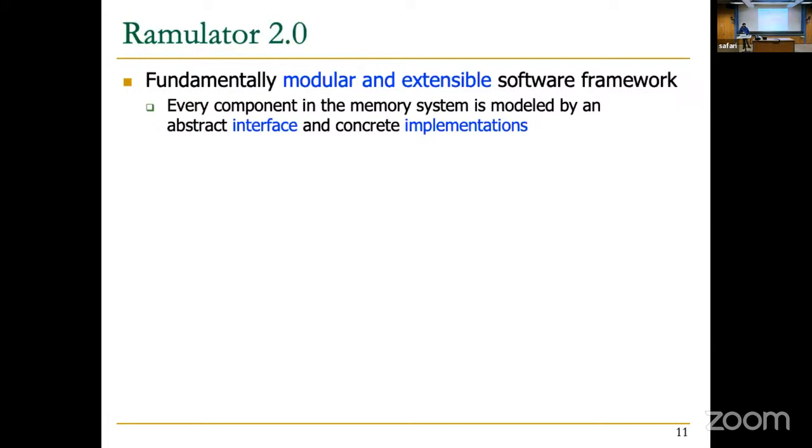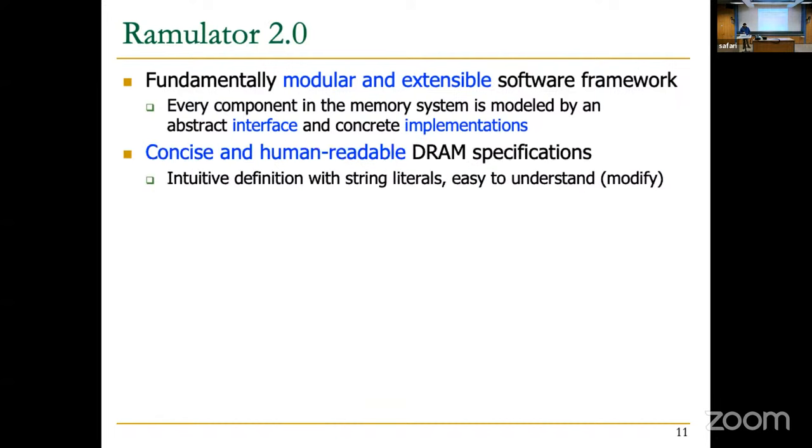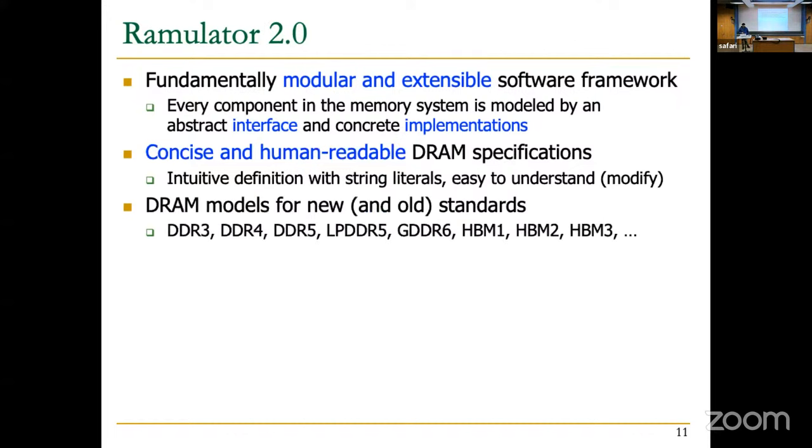So first, let's have a quick overview of Ramulator 2.0. It's a fundamentally modular and extensible software framework. We model every component in the memory system by an abstract interface and many different concrete implementations. We implement a concise and human-readable way to implement DRAM specifications, and you can define those very intuitively with just string literals, as you would find them in the JEDEC spec. So they're easier to understand and modify.